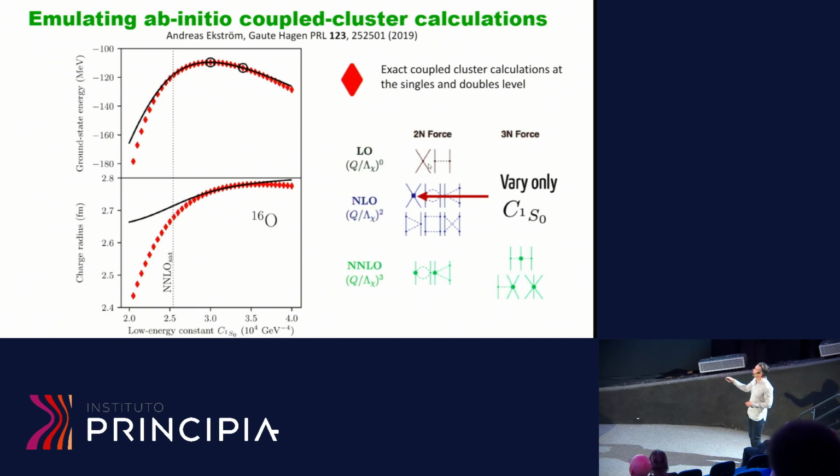And you can see for binding energy, not too bad. Radii, okay, less good. Okay, we add another point, so we have a 3 by 3 matrix. We diagonalize, better, 4 by 4, 5 by 5. Basically, we reproduce both binding energy and charge radius within this whole range of the low-energy constant.